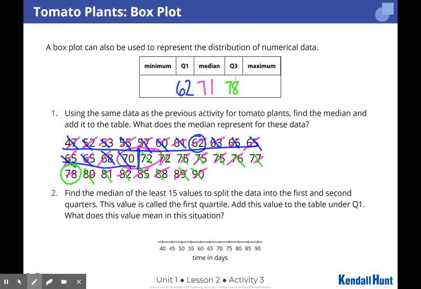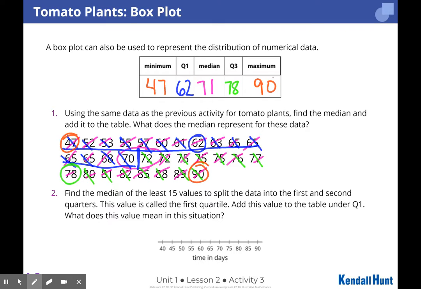All right. And our minimum and maximum are the last 2 numbers that they ask. And so you simply look for the smallest number, 47, and the largest number, 90. So what these values represent in context of our problem, the minimum, it means that there was one plant, it took 47 days for it to produce fruit, but another plant had the maximum time. It took 90 days for that plant to produce fruit.